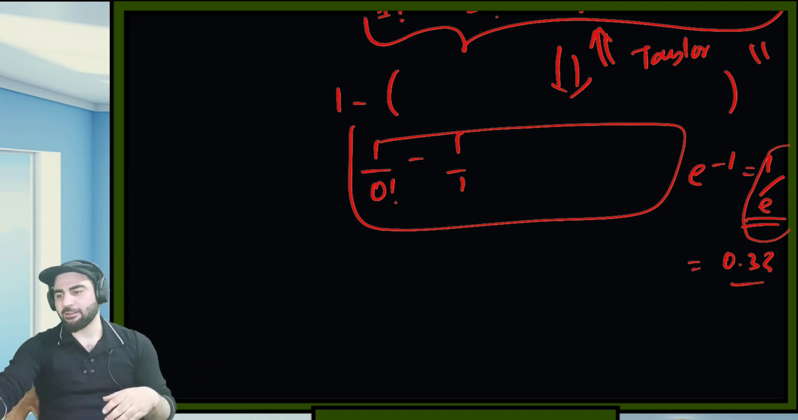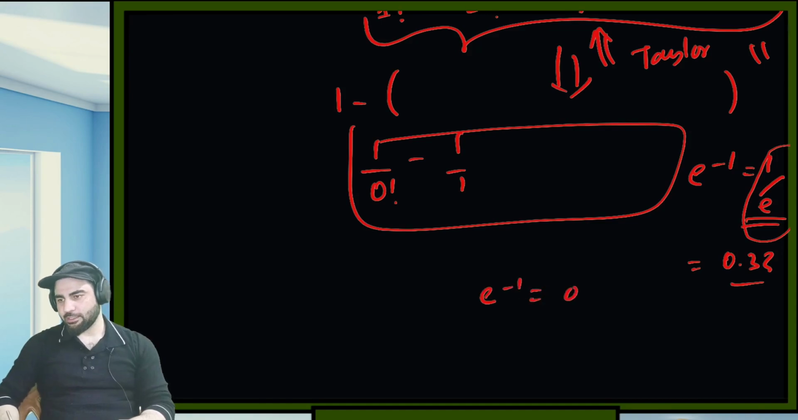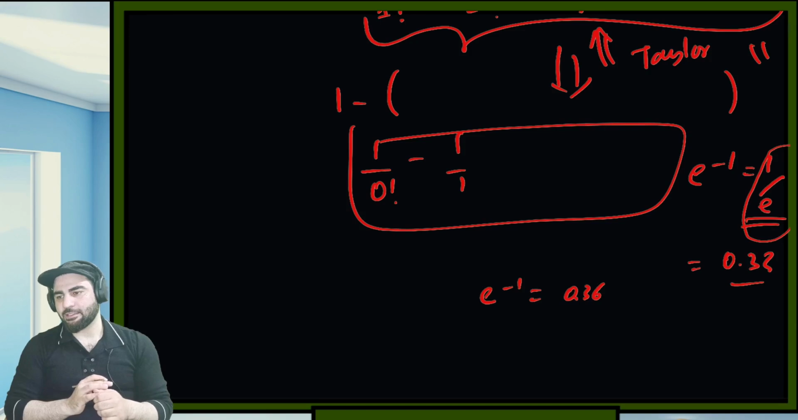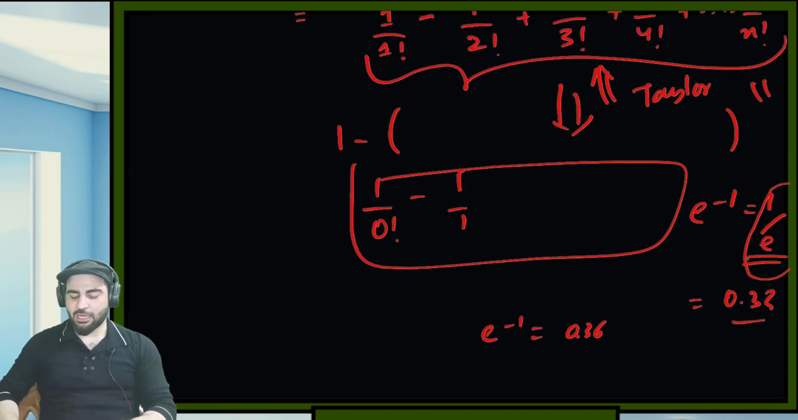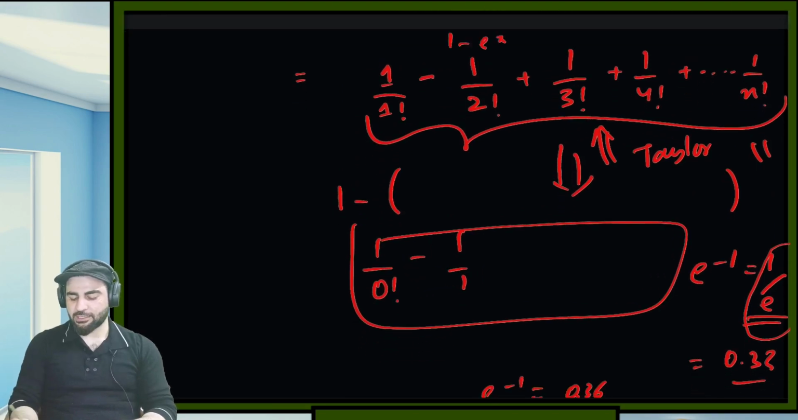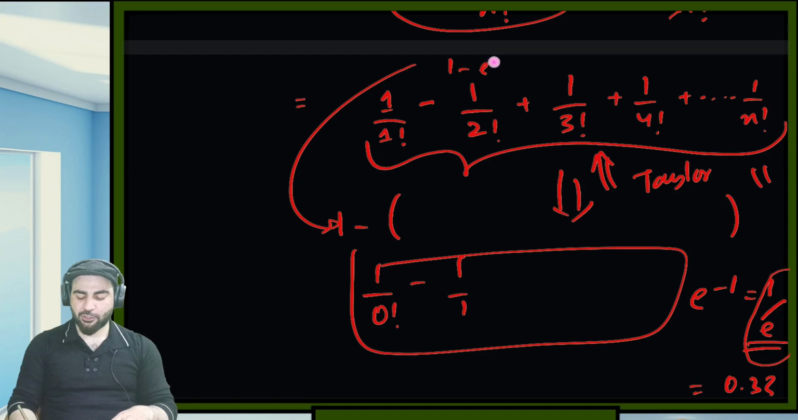Let me again check if this is the correct answer. Yes. So this comes out to be e to the power minus 1, and e to the power minus 1 is equal to 0.36, not 0.30, 0.36. So the answer to this basically was 1 minus e to the power minus 1. If you solve the reverse problem, then it just relies on e to the power minus 1.